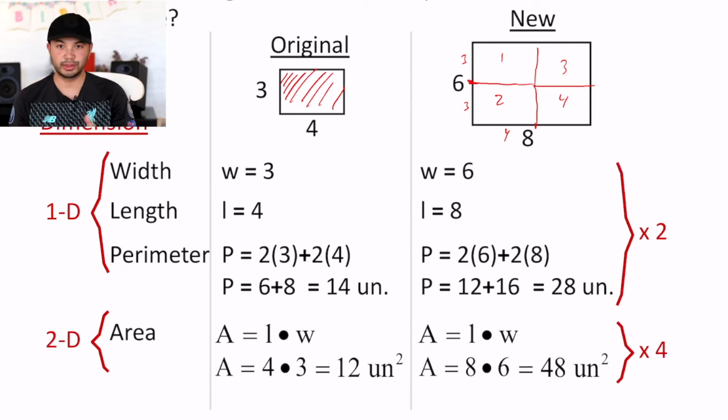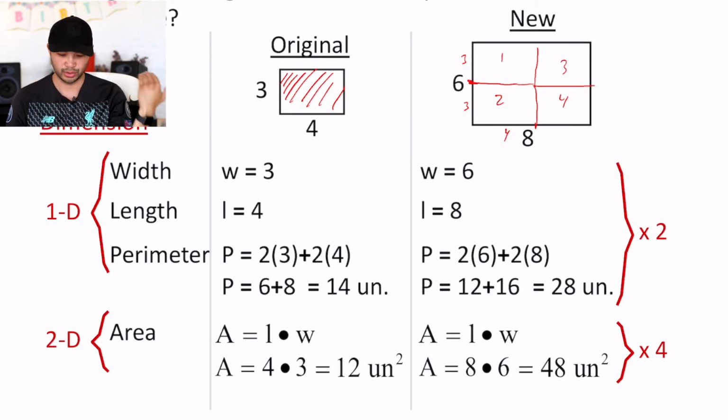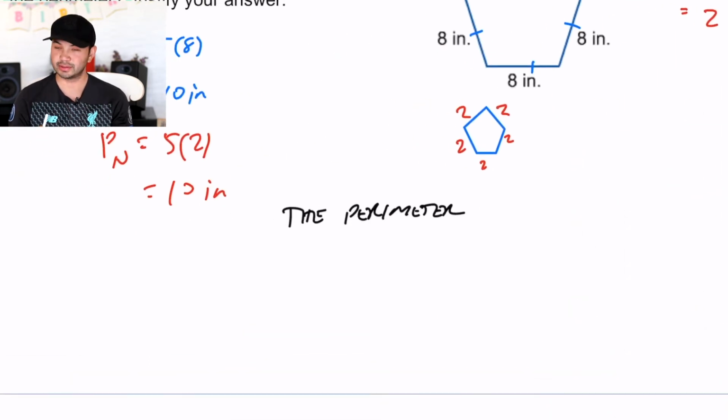So if it was 3 times, it would be 3 times as long here, 3 times as wide here. That would be 9 times, because 3 times 3 is 9. So whatever the factor is, it's going to be that factor squared. So let's see if that works out in our new examples.